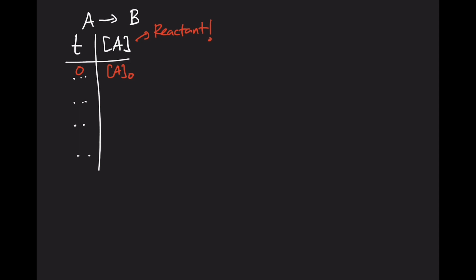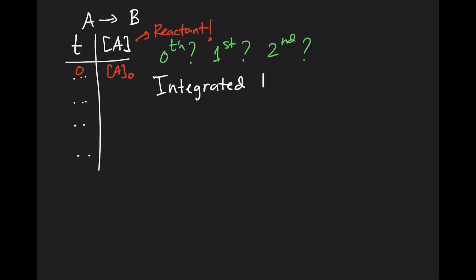Now, how do we determine the order of this reaction? Is this 0th order? Is this first order? Is this second order? How do we tell? As we cannot use comparison between rates because we only have one reactant, unlike the cases where we have multiple reactants at the same time. So in this case, we'll discuss what we call the integrated rate laws.